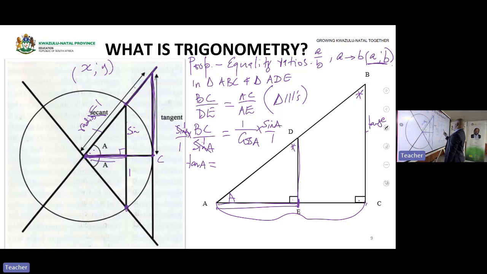What is 1 times BC? It is BC, and our BC is tan of A. What is 1 times 1? It's 1. We don't have to write 1 because 1 is a multiplicative identity. It doesn't change the tan. It is equal to, what is 1 times sine of A? It's going to be sine of A over, what is cos of A times 1? It is cos of A.